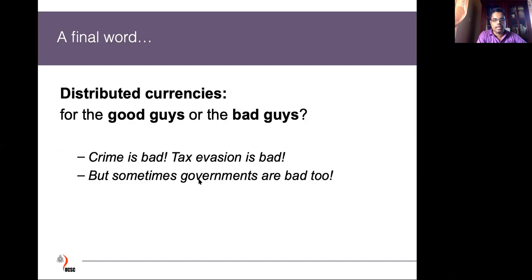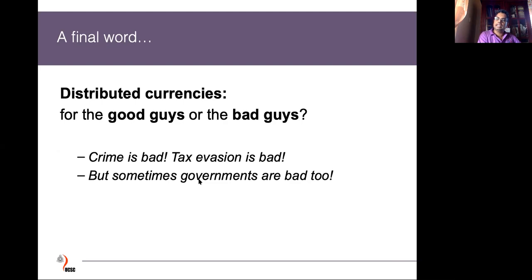As a final word on distributed currencies or cryptocurrencies: people say it is for bad guys. That is wrong. Cryptocurrency is for good guys plus bad guys. People say it's for bad guys because it's heavily used for crimes right now. Bad guys collect ransoms using cryptocurrencies, like ransomware, and a lot of bad people use cryptocurrencies. That's why people say cryptocurrencies are for bad guys, the underworld e-commerce. That is wrong. Cryptocurrencies can be used by good guys as well.